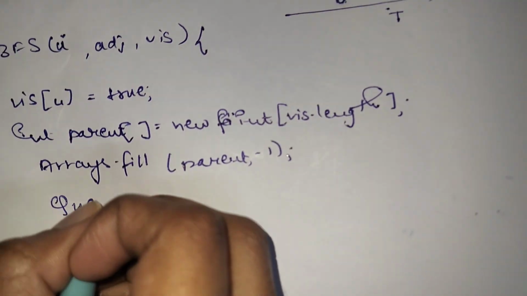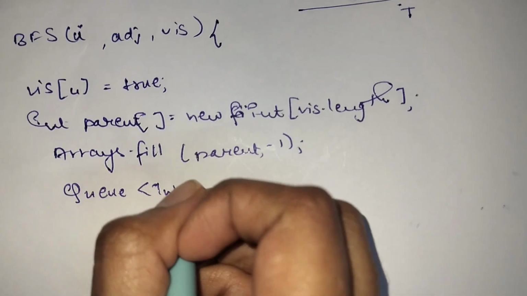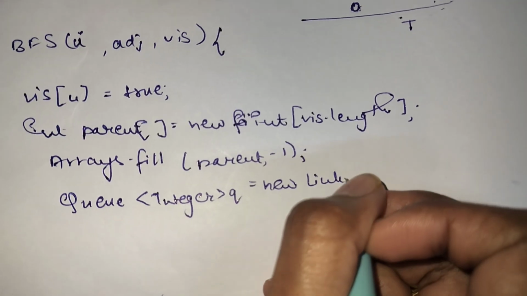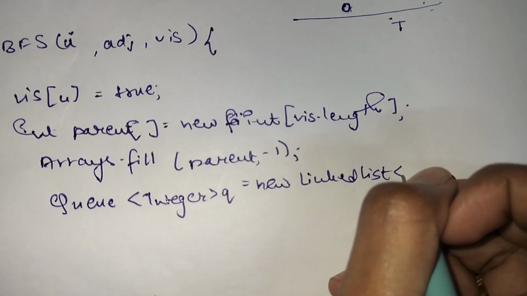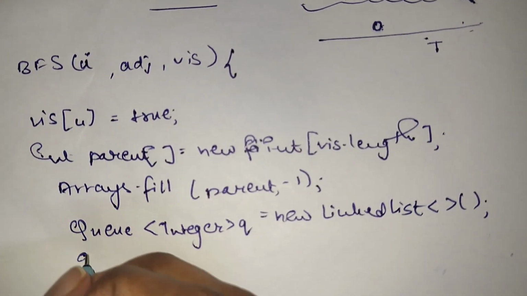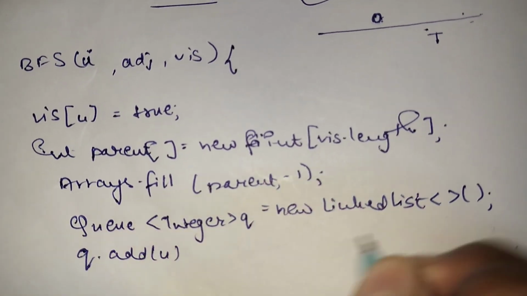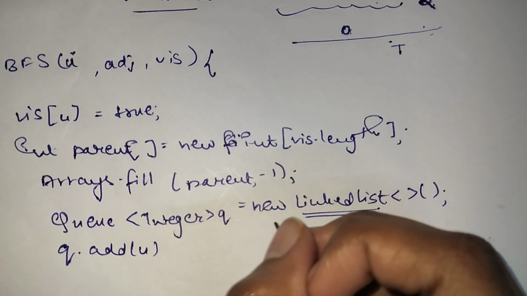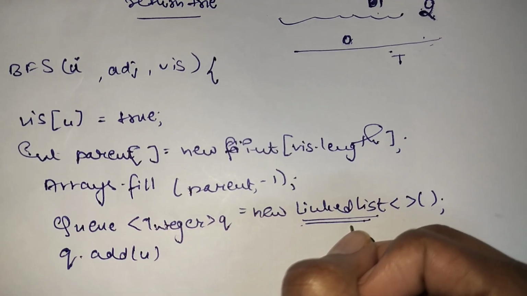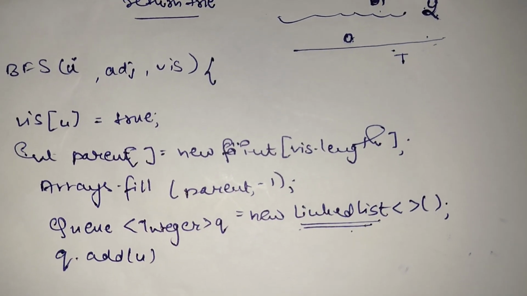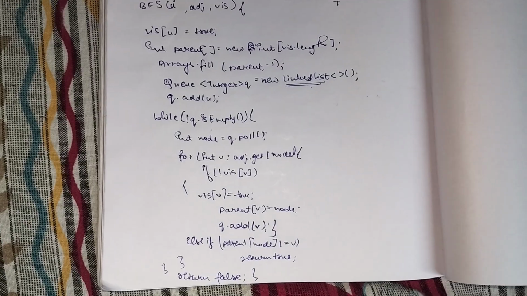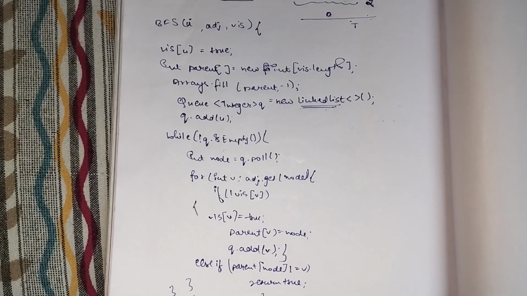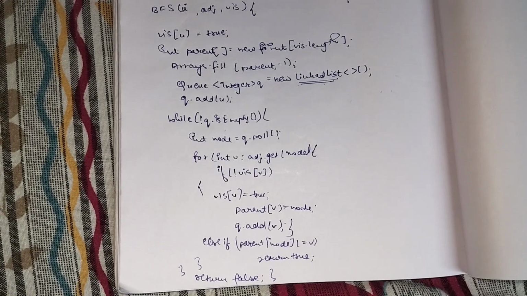Now the queue I took as integer. We will be considering it as a linked list, not Queue, because Queue is an interface. So if we write Queue<Integer> q = new Queue, it is going to give us an error. So this is the full code of undirected graph cycle detection by BFS. This is the code of BFS.